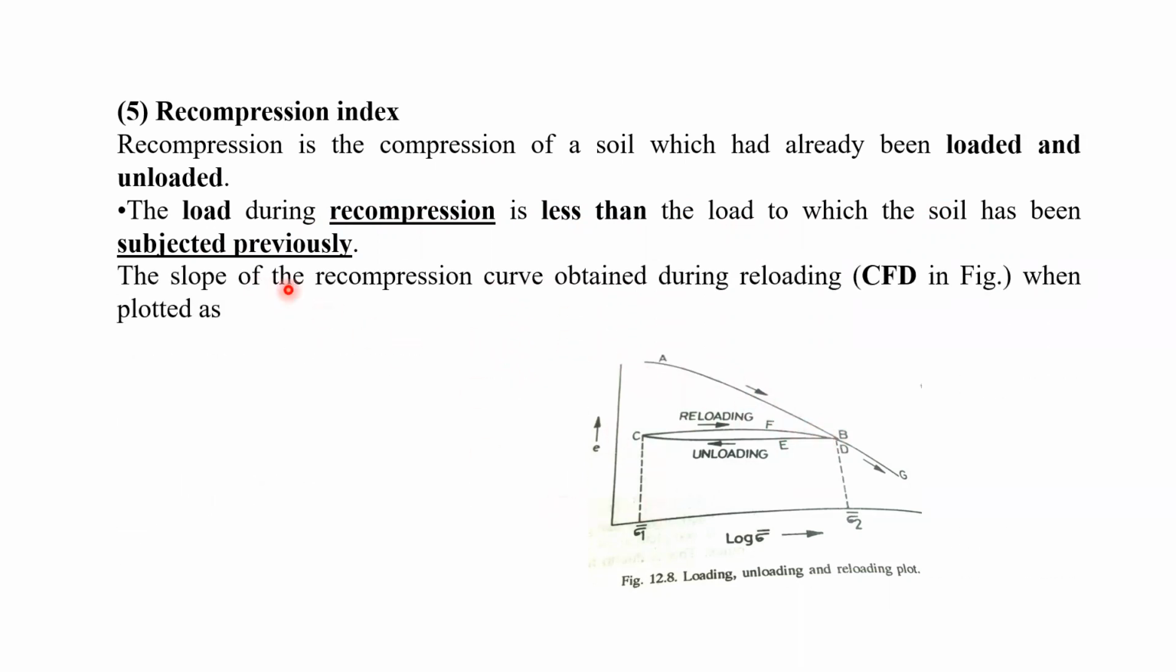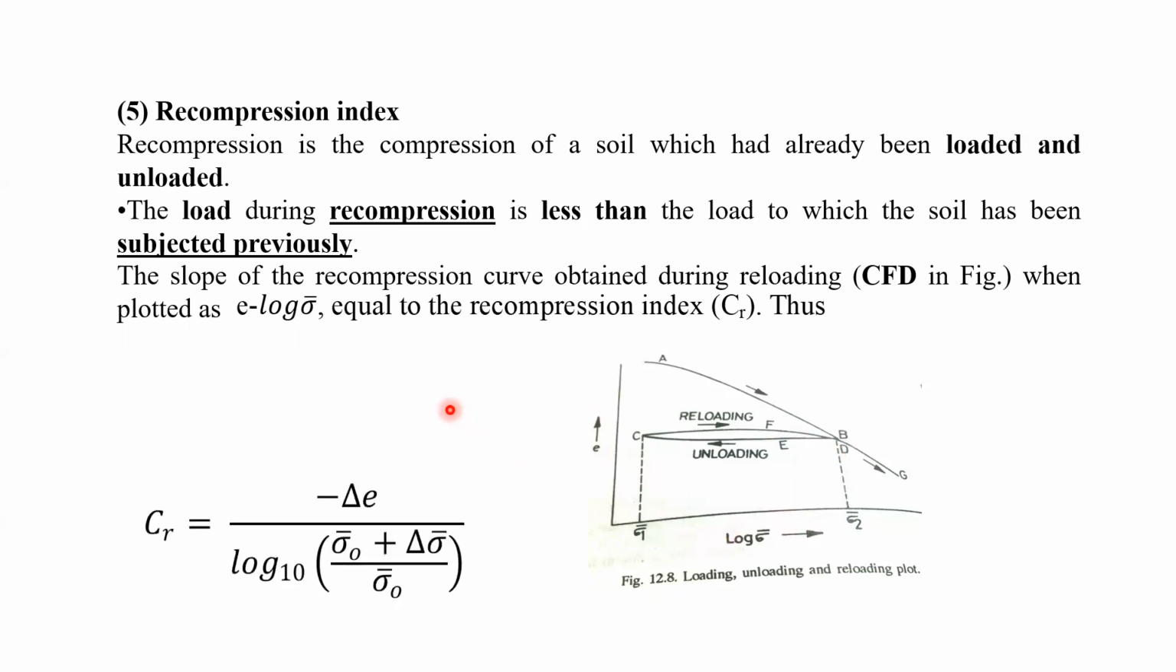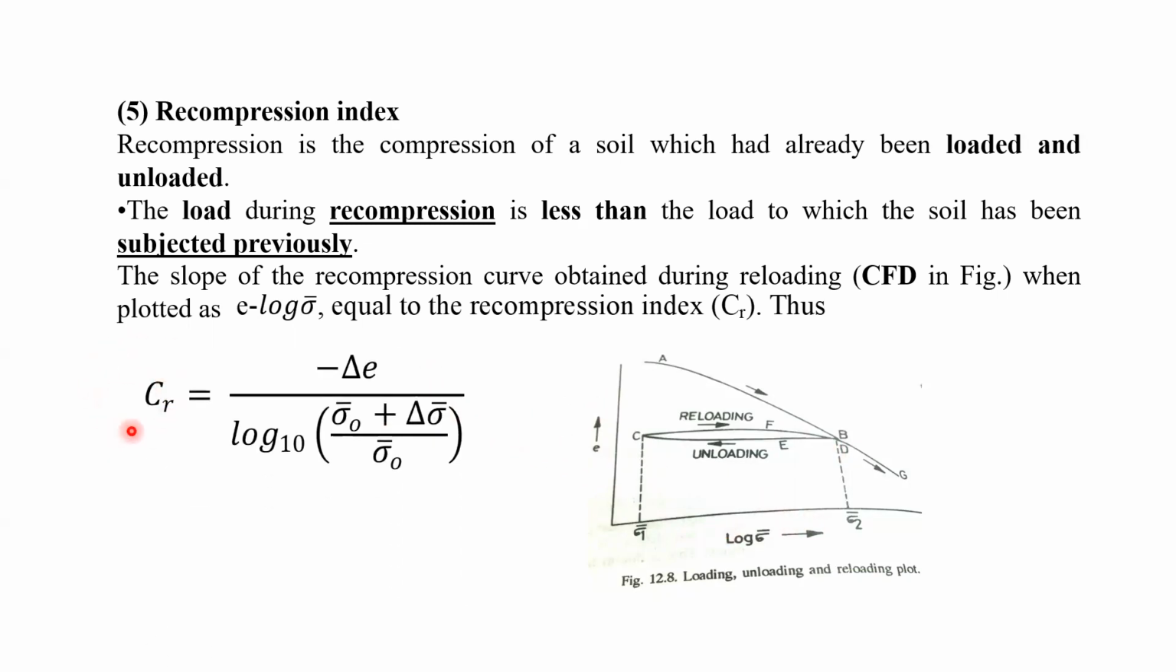And the slope of the recompression curve obtained during reloading, Cr, right? In between the e and log sigma bar plot, we can define it by this formula. Recompression index is equal to the ratio of the change in void ratio to the log to base 10 of the initial effective stress plus change in effective stress divided by the initial effective stress. So by this formula, we can calculate the recompression index.